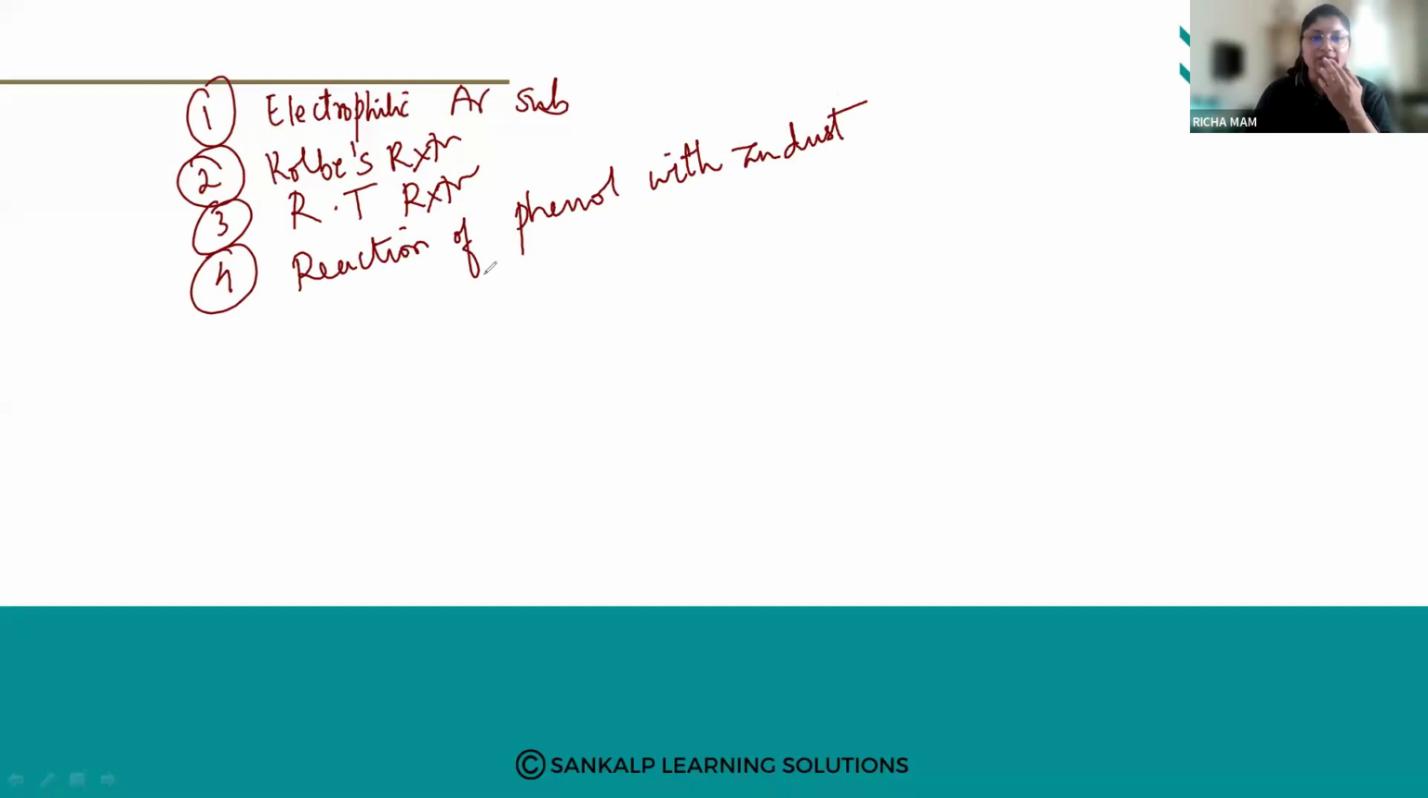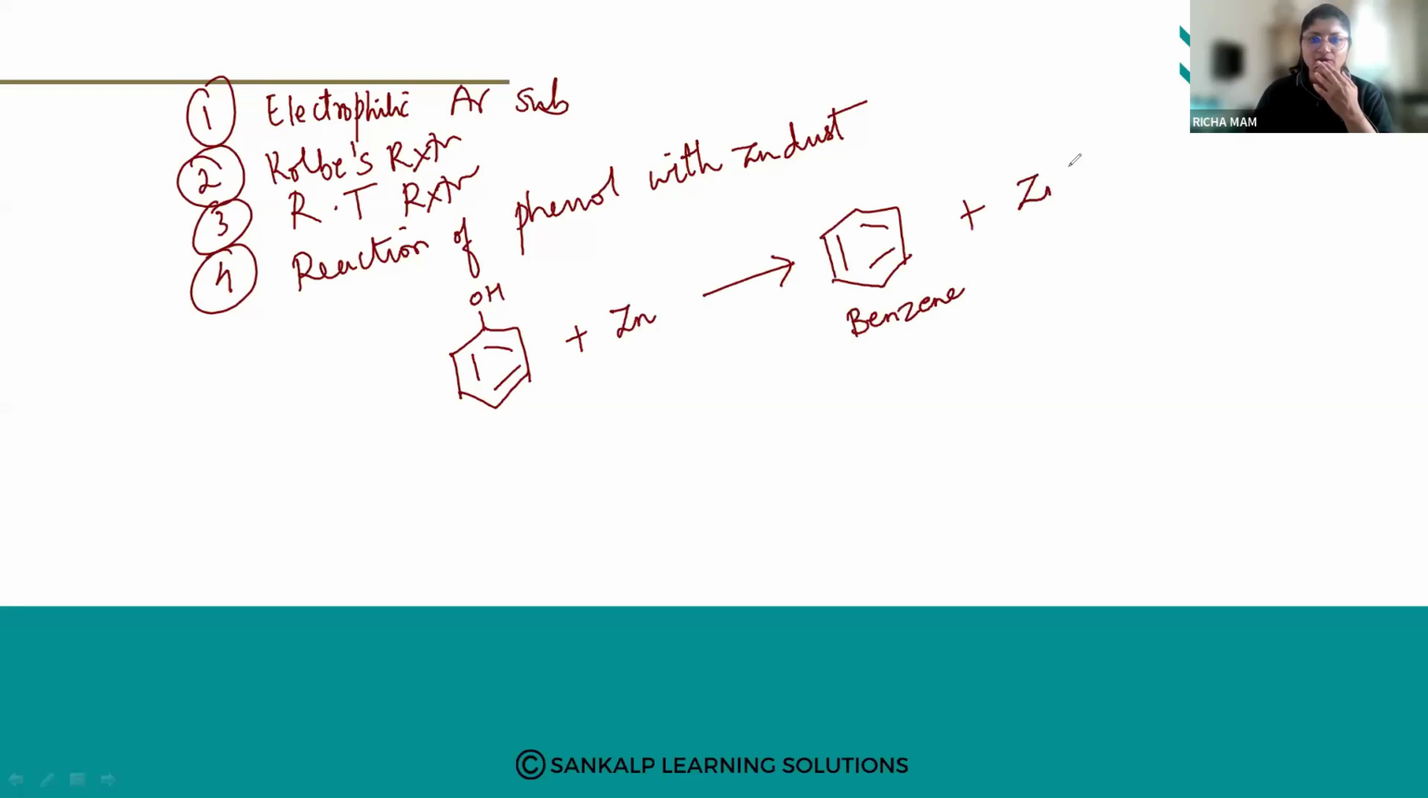Let us see this. Reaction of phenol with zinc dust. So this is phenol. When we treat it with zinc, what do we get? We get benzene and ZnO. Your O combines with the zinc this way, so you get ZnO. So this is the reaction of phenol with zinc dust. A 1 mark question, very important.